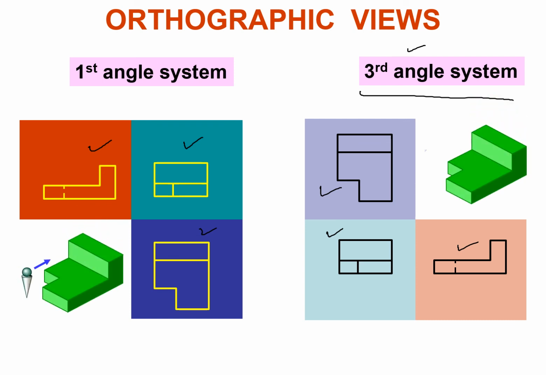And this is the 3D model of our object. This is the front view. This is the top view in the first angle and third angle projection system. And this is the right side view in the first and third angle projection system. So now you can clearly see the orientation that differentiates the views of the first and the third angle projection system.